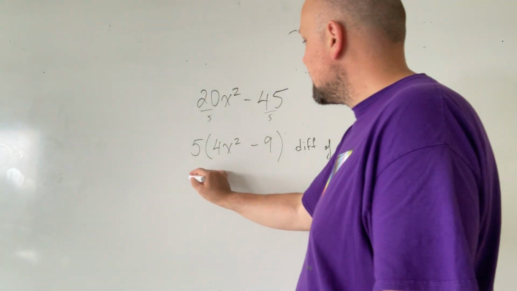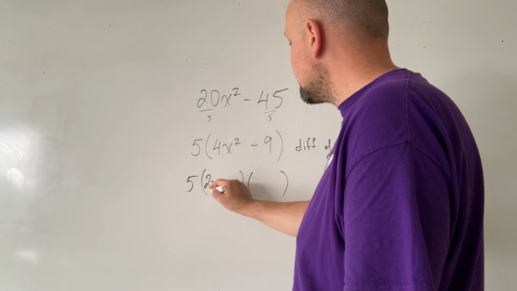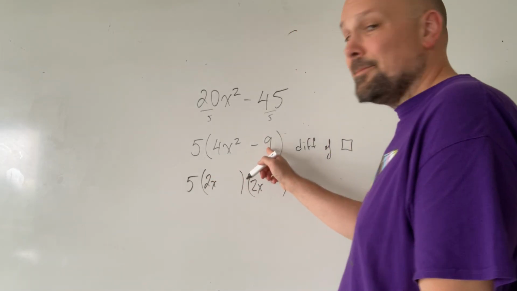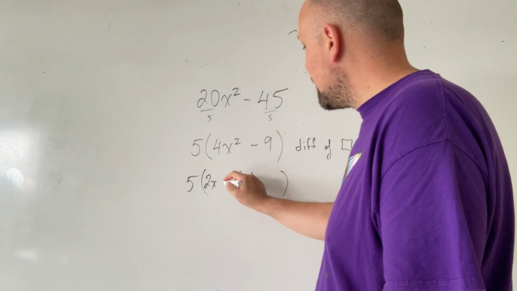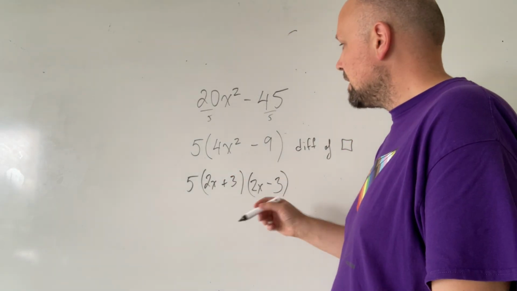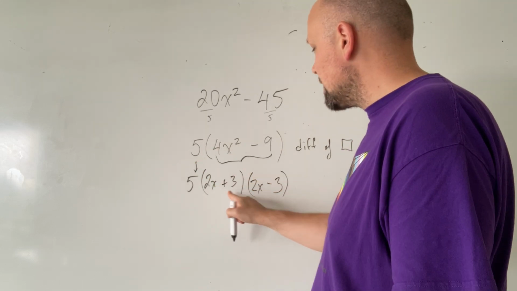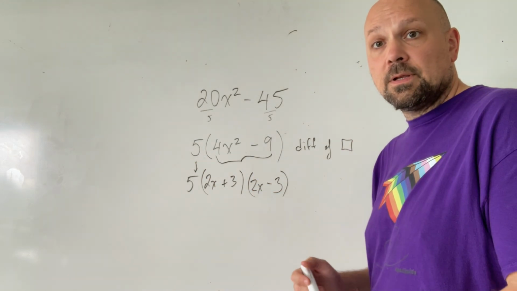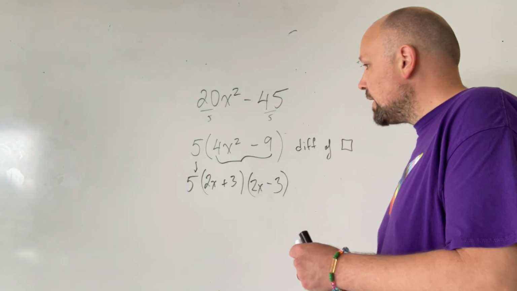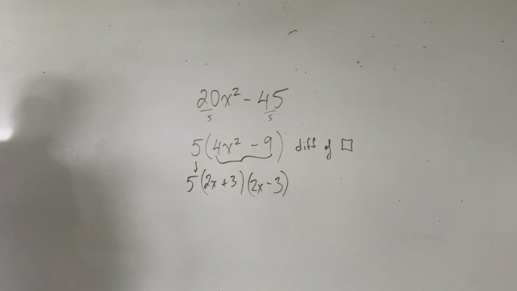And so that means that this 4x squared had to come from 2x times 2x, and the minus 9 had to come from plus 3 minus 3. And that's it. So there's my 5, and then this part broke down into 2x plus 3, 2x minus 3. Okay? So there's one example. Let's look at another one.